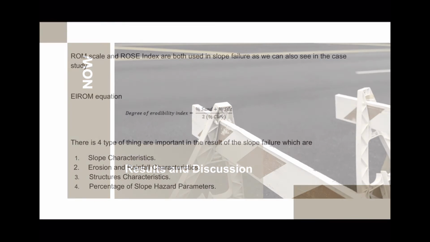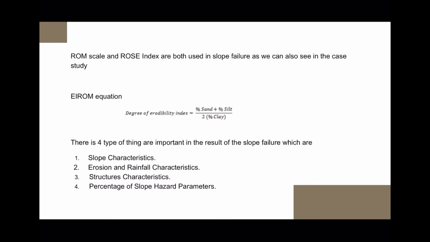Results and discussions. The ROM scale and ROSE index are both used in slope failure, as we can also see in the case study. The equation is shown in the slide. There are four types of things that are important in the result of the slope failure, which are slope characteristics, erosion and rainfall characteristics, structures characteristics, and percentage of slope hazard parameters.